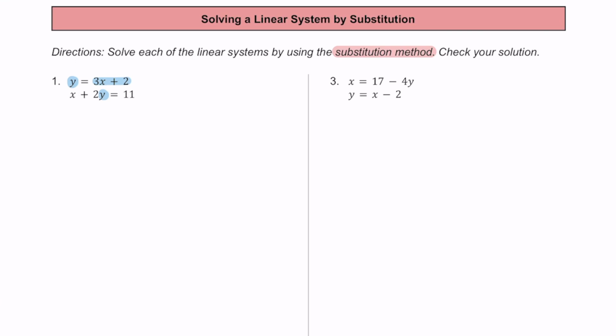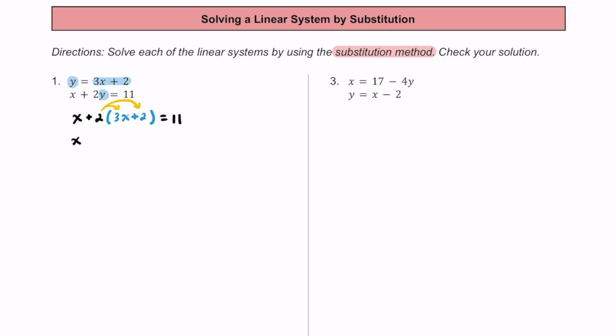I'm going to rewrite the second equation as x plus 2, but instead of writing times y, I'm going to change y to the 3x plus 2. Again, they're the same thing, right? And that's going to equal 11. At this point we have an equation that just has one variable, so it's going to be easier to solve. Let's distribute this 2 to the 3x and to this 2 over here.